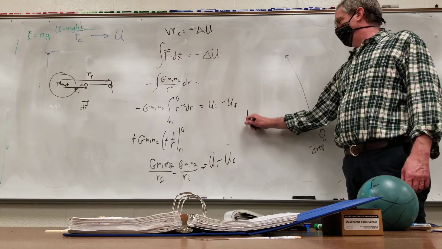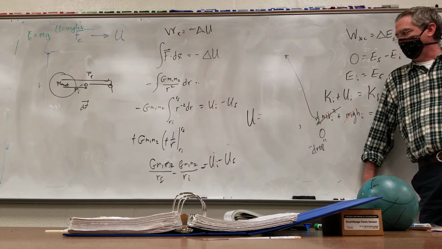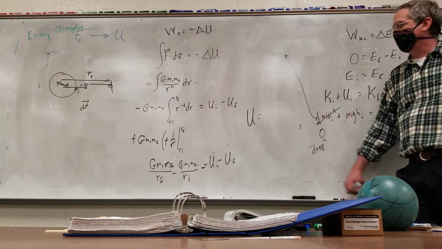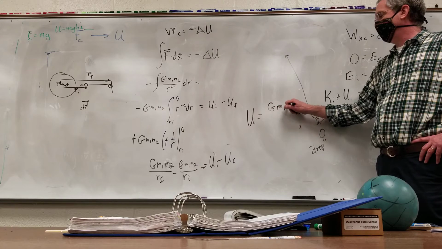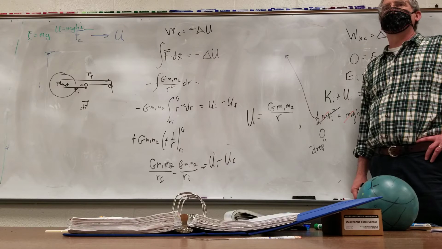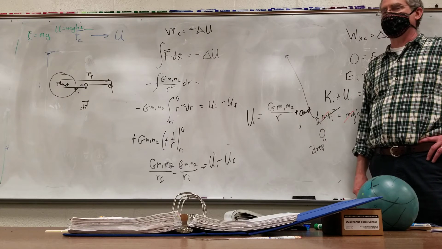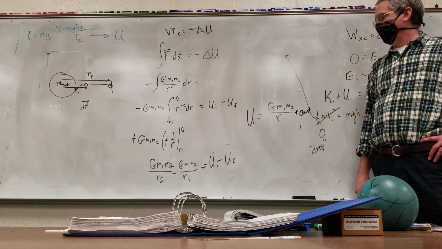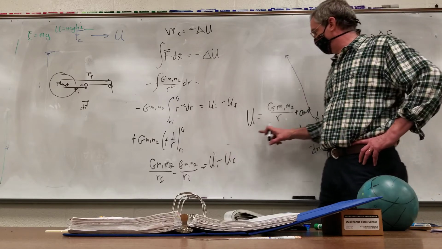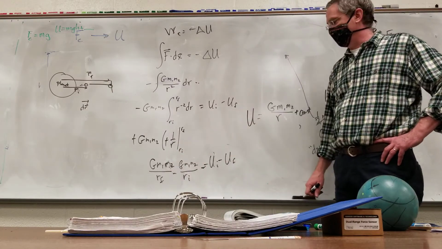Therefore, what is a formula for U that will work? G, big G, M1, M2 over R. Close. Plus a constant. Okay. Still close, unless I missed something. If this works here, this would be U final minus U initial. So it's negative.